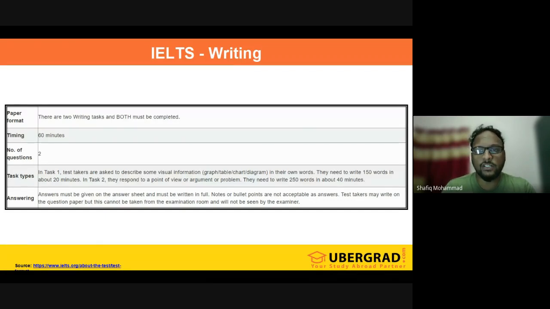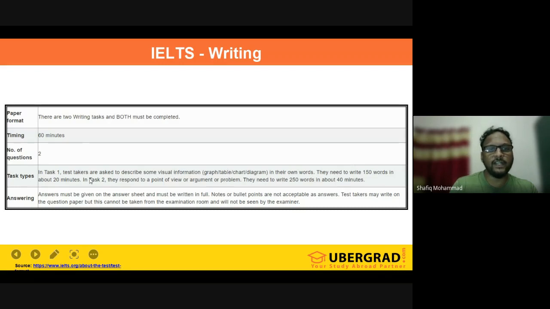So what is task 1? Task 1 is 150 words where you need to answer a graph, table, chart, or diagram, obviously in your own words. A list is given, and you need to answer the graph, table, chart, or the given diagram, whatever it is. So you have exactly 20 minutes, and you need to write 150 words for task 1.